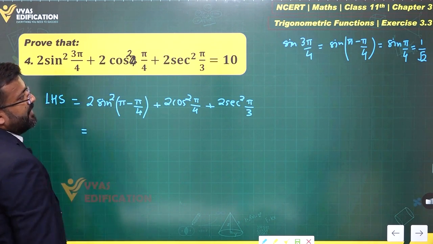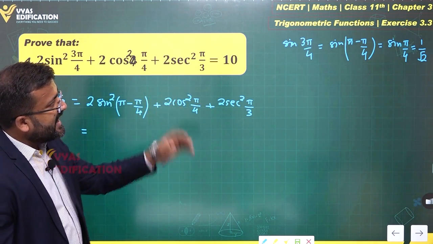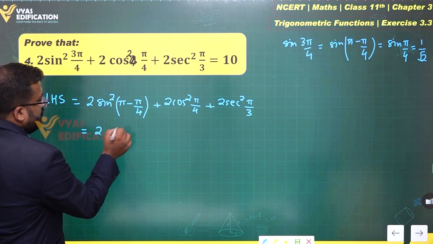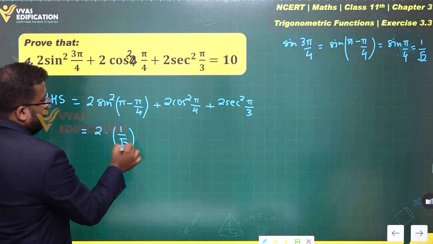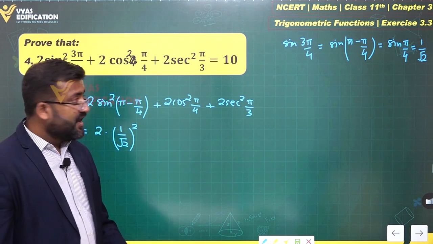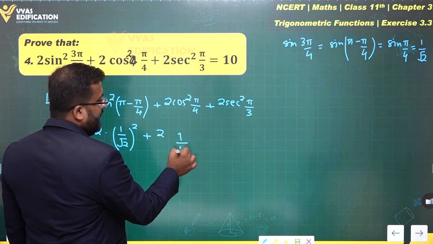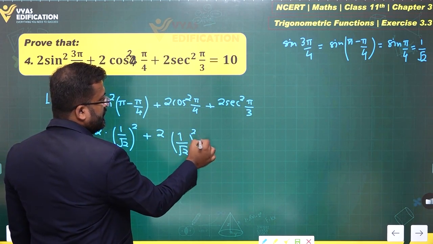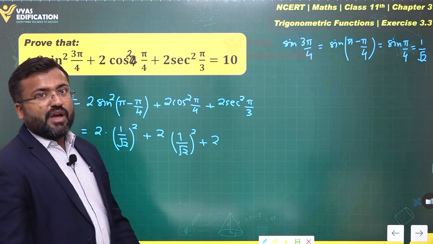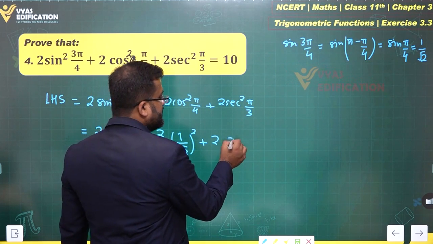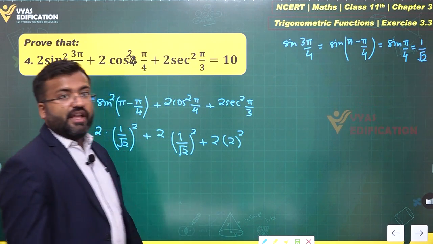This is 2 sine square pi minus pi by 4, which is actually equal to 2 times 1 by root 2 whole square over here. This is cos square pi by 4, which is 1 by root 2 again, so 2 times 1 by root 2 whole square, plus 2 times sec square pi by 3. This is the reciprocal of half, which is 2, whole square. This is what I get.